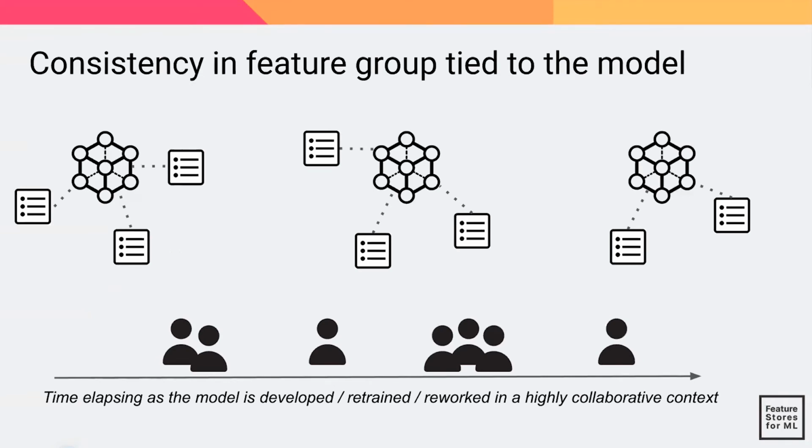Consistency in feature group tied to the model. So in this diagram, I'll first explain what's going on here. These spoke-like things are representing the models, and the lists are representing the collection of features plus any associated parameters, any associated other config information. And these people here are supposed to represent how this is highly collaborative, and the arrow suggests that this is being developed, retrained, reworked over time.